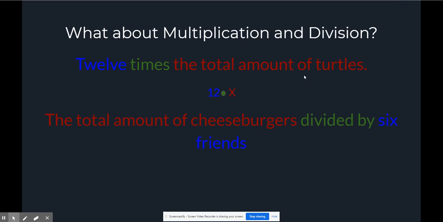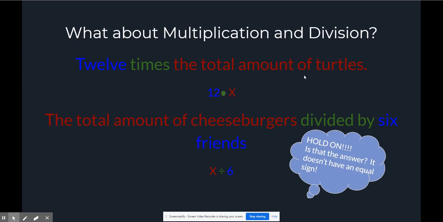Next, the total amount of cheeseburgers divided by 6 friends. The total amount of cheeseburgers, you don't have to guess how many there were. We're going to put a variable in for it. Then we're going to divide it by 6 friends. Okay? But hold on. Is that the answer?